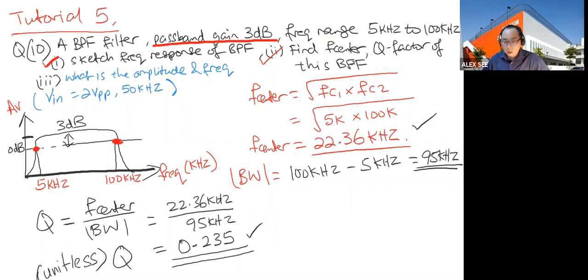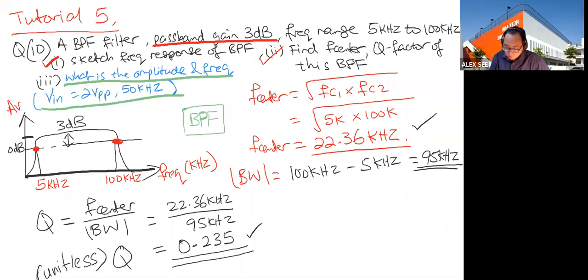Okay, now the last part. What is the amplitude and frequency of this signal? Because you are going to pass through a filter. Remember, this is a bandpass filter. So technically, imagine this is a sine wave signal going to pass through this filter. What is the output? Do you think this signal can pass through?